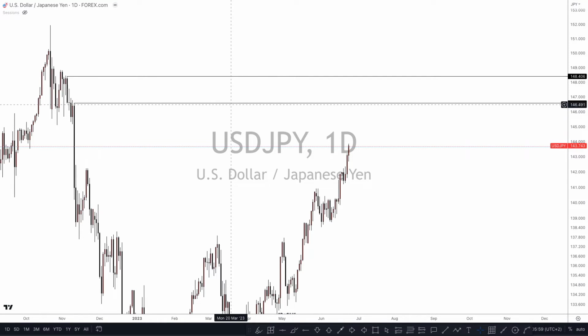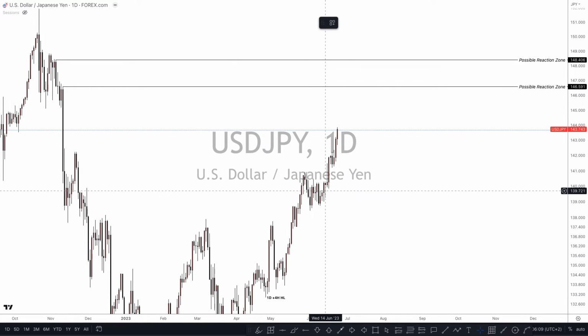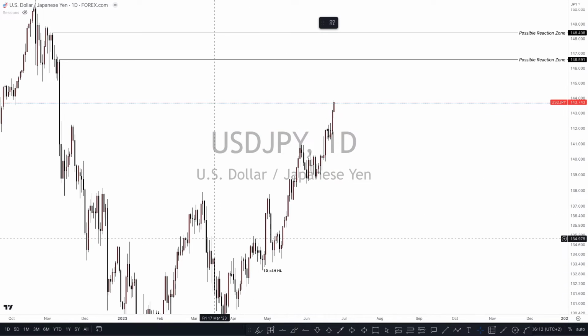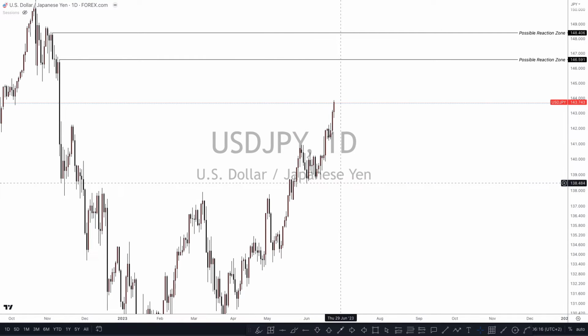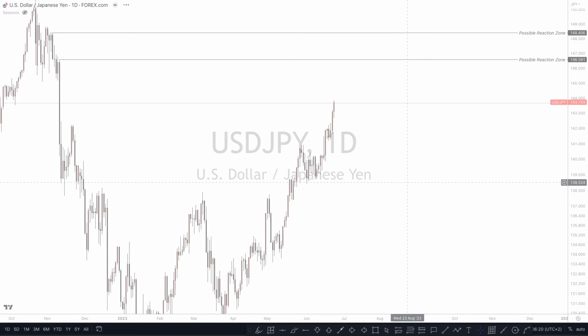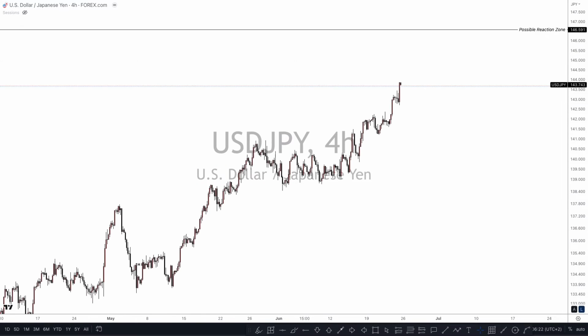So pattern starting from here on daily, we're looking for possible reaction zones, and that's all we can say. Daily, as you can see, price is still bullish. Nothing can possibly stop it at the moment unless we have news that might break the recent higher low down here. But with that being said, let's move to 4 hourly and understand the structure there.